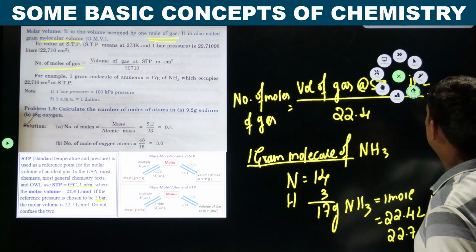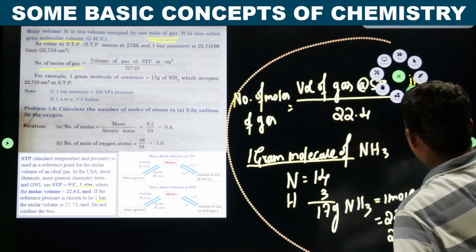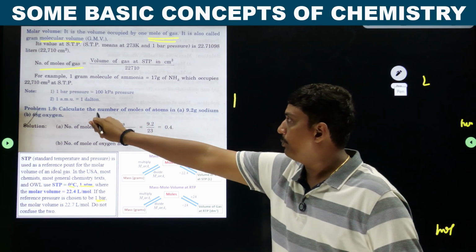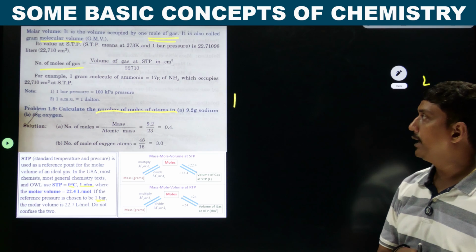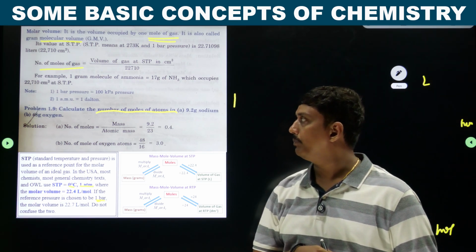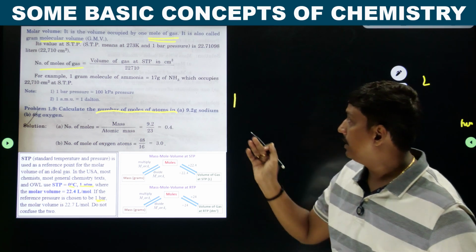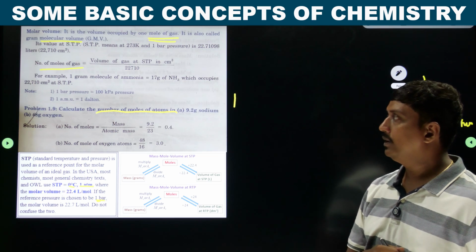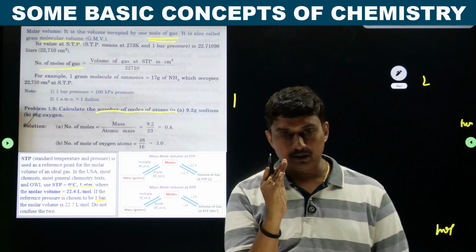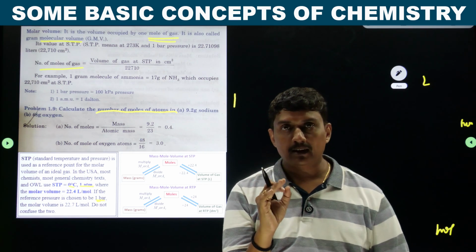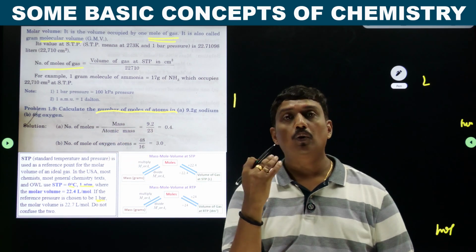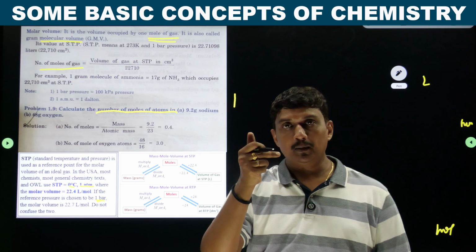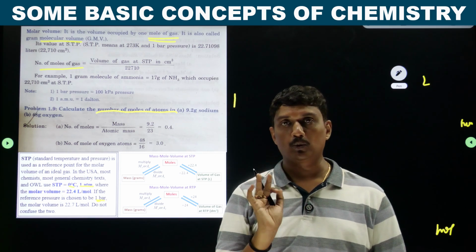Calculate the number of atoms in 9.2 grams of sodium and 48 grams of oxygen. So what is the question? Mass is given. They are asking number of atoms. So what should we do? First we should convert mass into moles. Then moles can be converted into number of atoms or molecules.